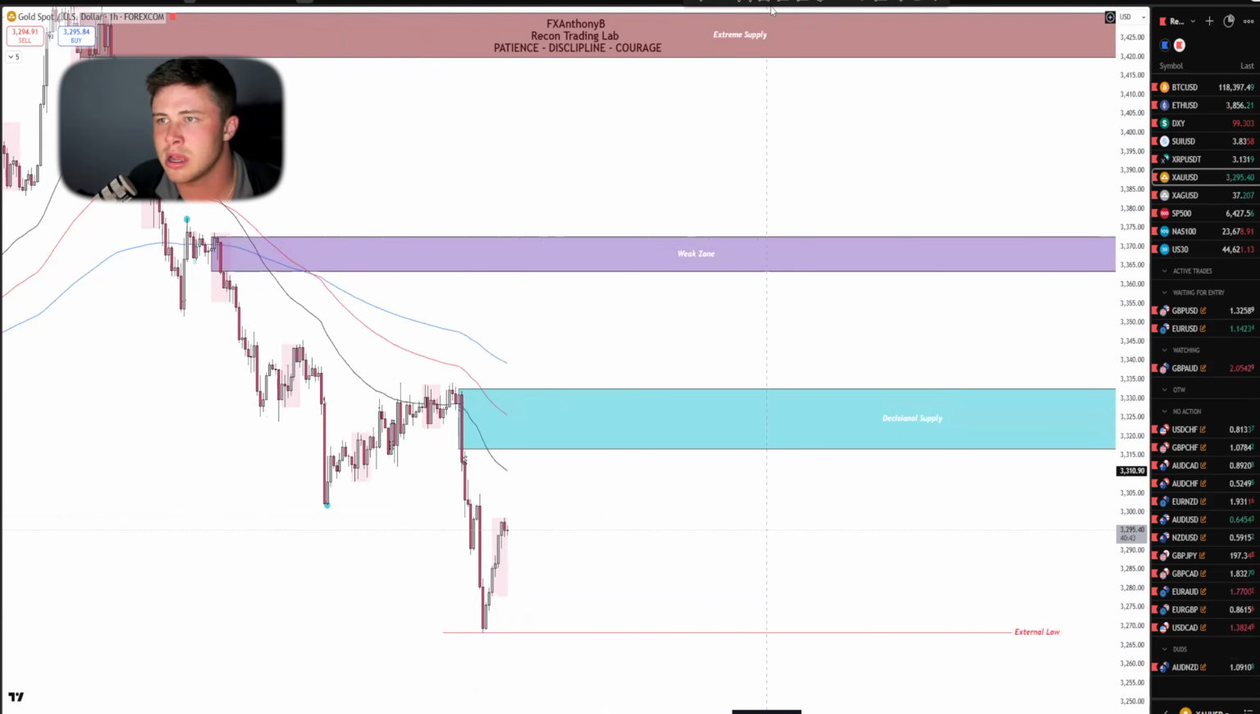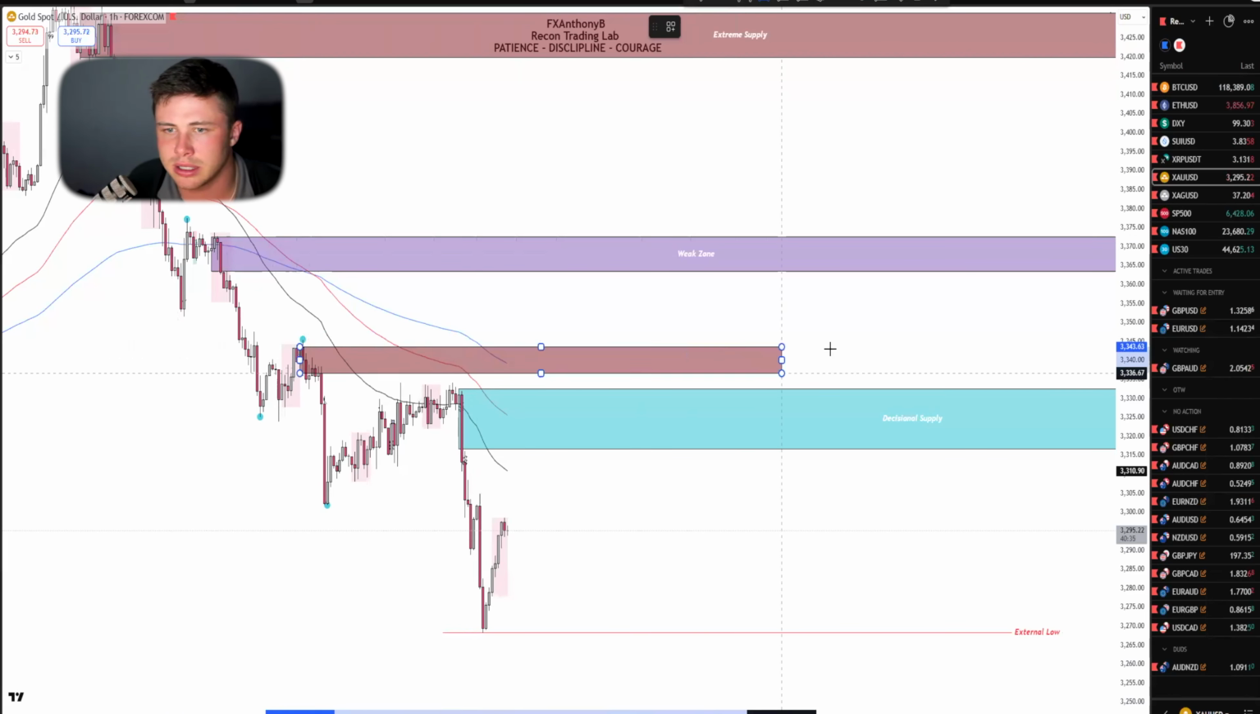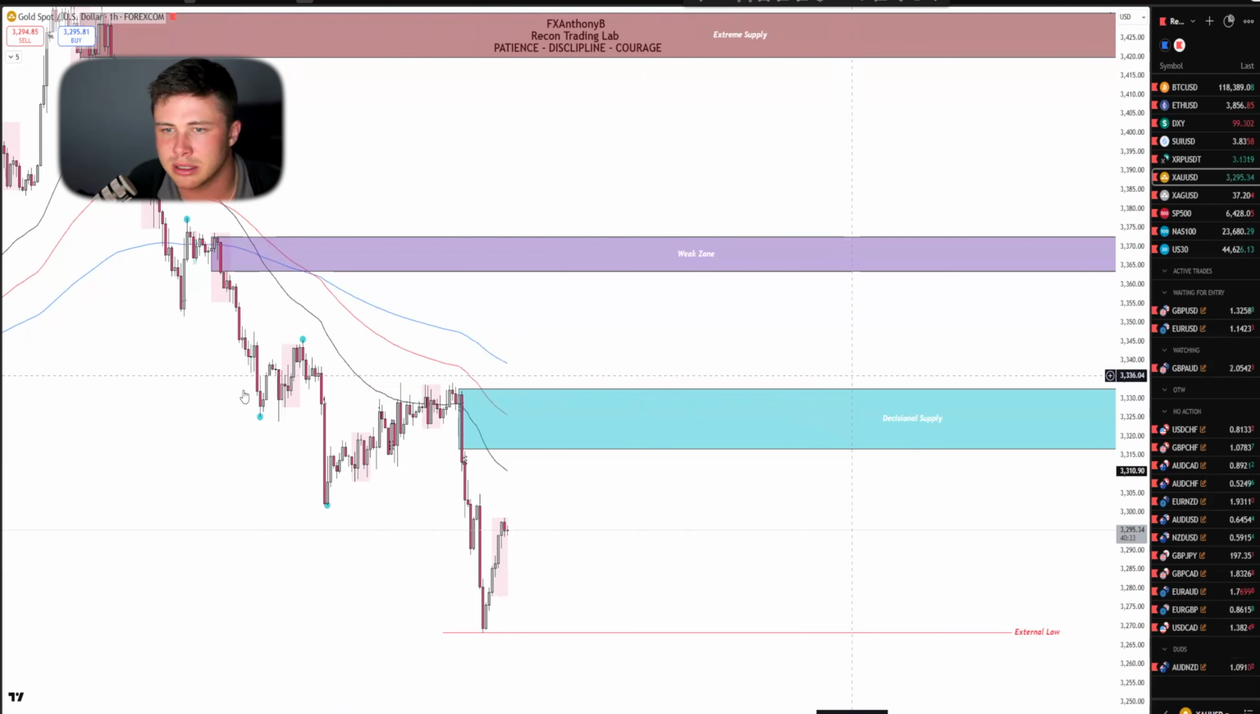Just go down there. If you want, you could even mark this internal structure here as well, knowing that there is going to be a chance of a target in here as well. But this is all mitigated here. So that being said, this is the only structure that's not mitigated.